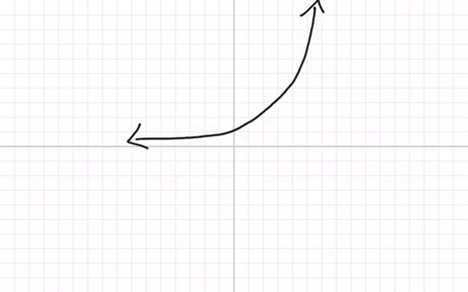Now this is the general picture of an exponential function. Our parent function is always going to go through this point 0, 1. So that's kind of our starting point, that point that we always have that we use to do transformations from. 0, 1 is going to be that point on an exponential function.